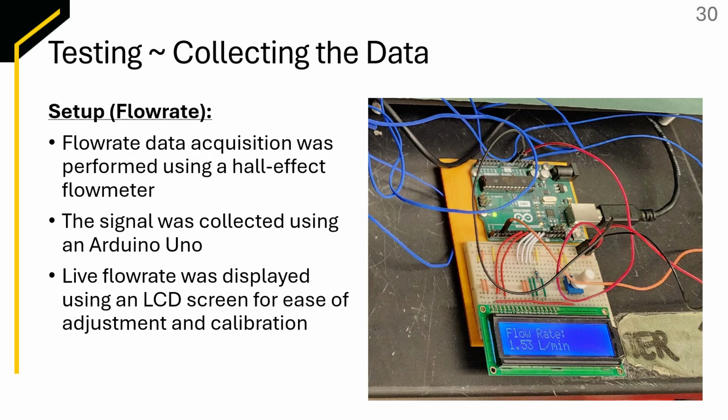Our flow rate readings were performed using a procured Hall effect flow meter rated for 0.3 to 6 liters per minute. The signal from this flow meter was collected using an Arduino Uno microcontroller. An LCD screen was used to display the live flow rate to facilitate adjustments and calibration. Without the LCD screen, flow rate could only be read through the Arduino IDE.